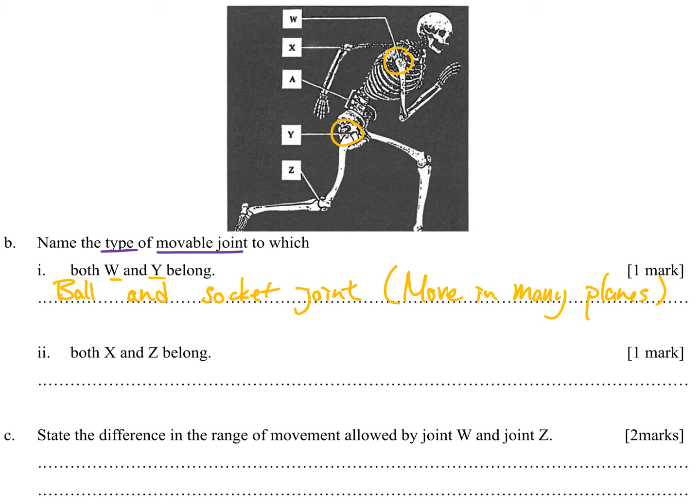B2. What about the type of movable joint to which both X and Z belong? Let's take a look at X and Z. Is it a ball and socket joint or a hinge joint? The answer should be hinge joint. The explanation is because it allows the movement in one plane only.